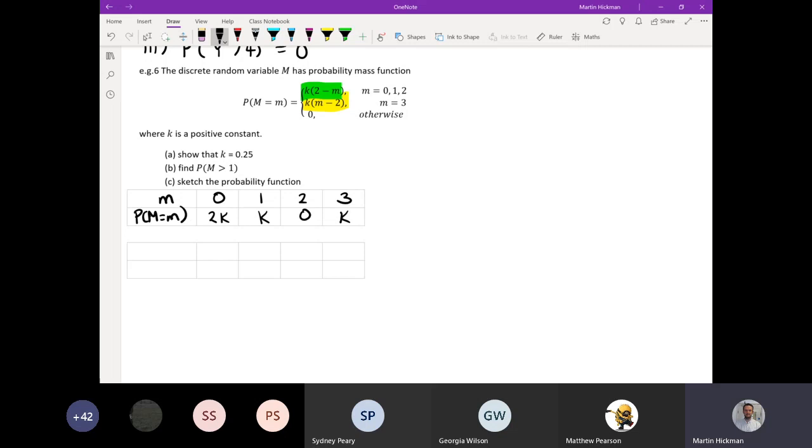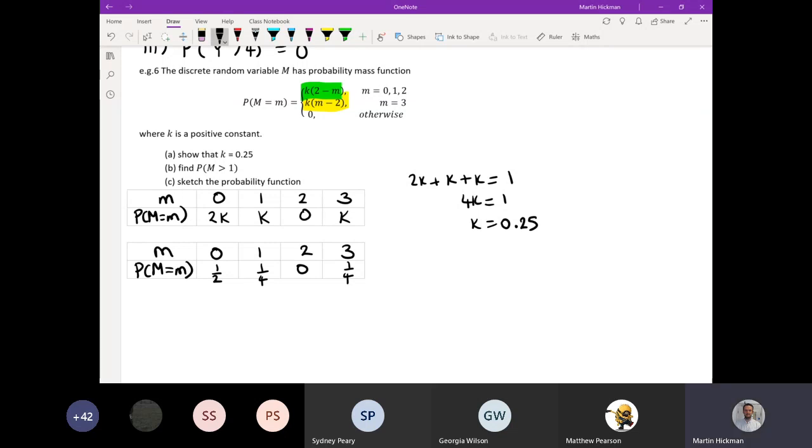We add up all the probabilities to get 1. So we know that 4k equals 1. So 1 divided by 4 is just going to be 0.25. We can now write that table out with our value of k put in there. So we've just got a half. I'm just going to keep them as fractions. A quarter, 0, and a quarter.